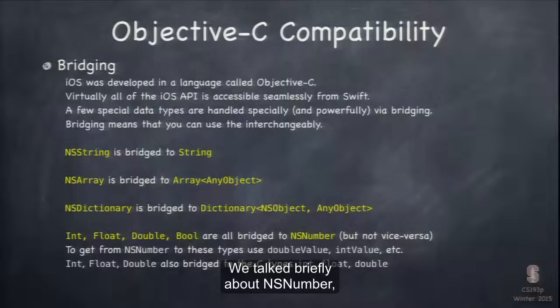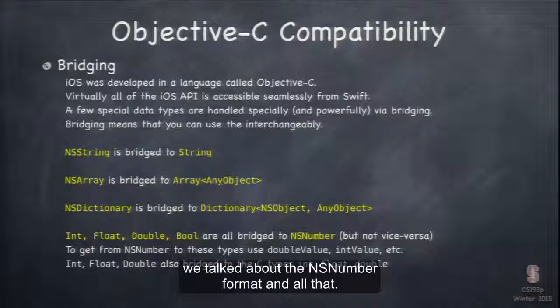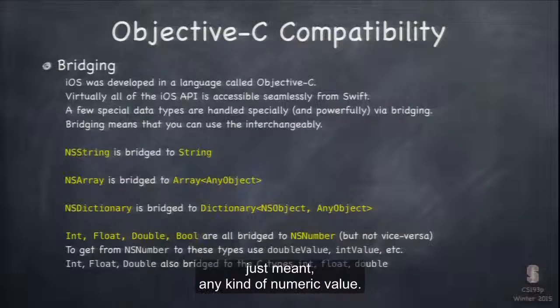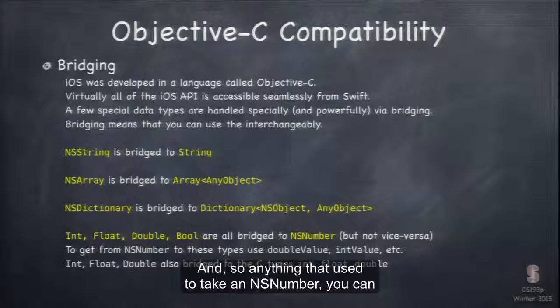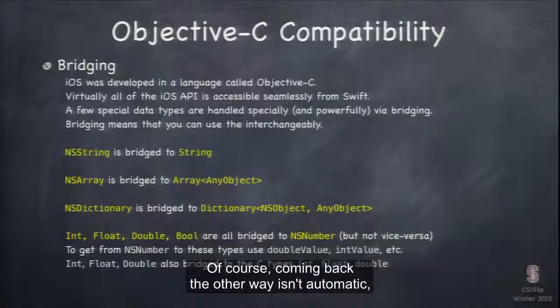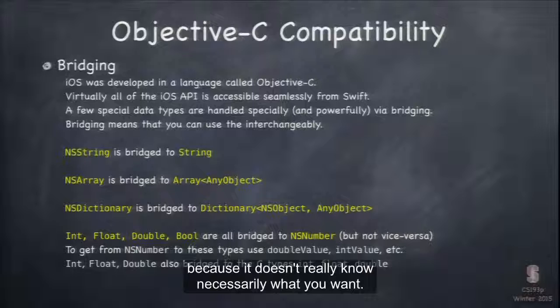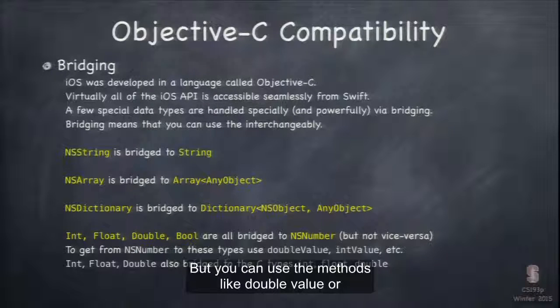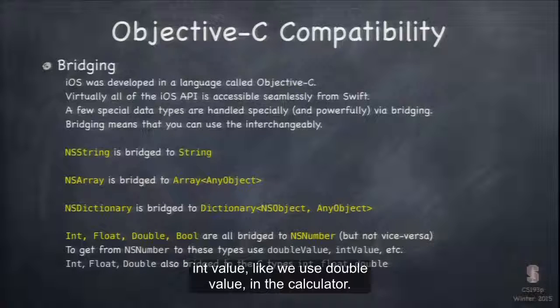And then, of course, Int and Float, Double, Bool, they're all bridged to NSNumber. We talked briefly about NSNumber. We talked about the NSNumberFormatter and all that. So NSNumber was the old Objective-C object that just meant any kind of numeric value. And so anything that used to take an NSNumber, you can pass a Double or Float or Int in there, and it'll just work. Of course, coming back the other way isn't automatic because it doesn't really know necessarily what you want. But you can use methods like doubleValue or intValue, like we use doubleValue in the calculator.